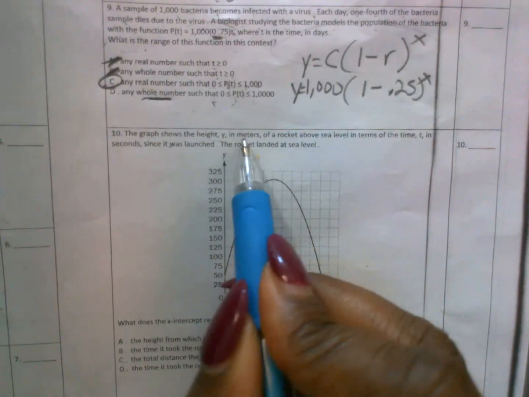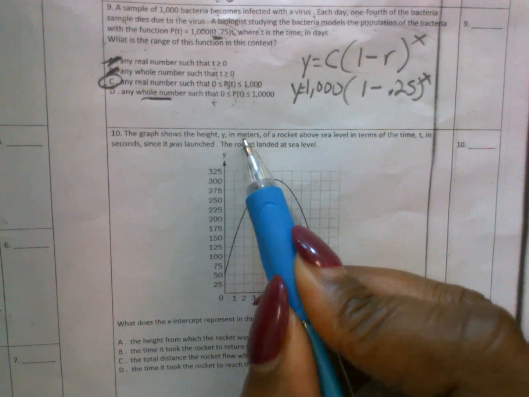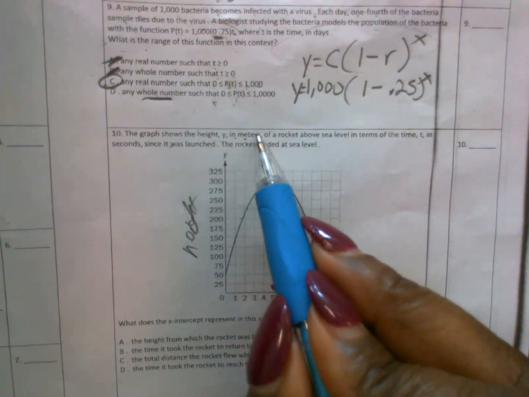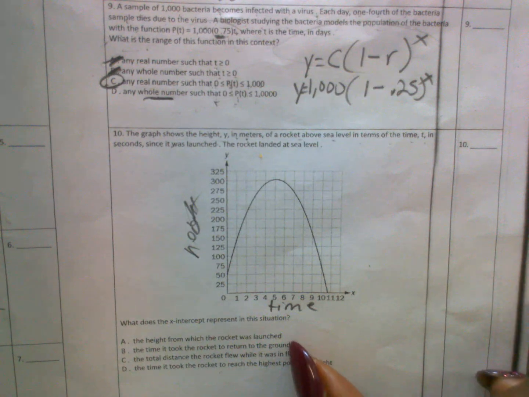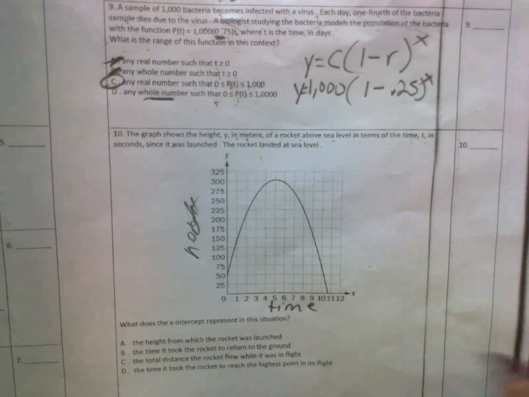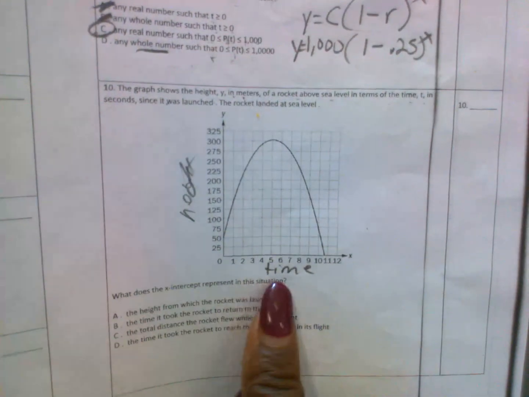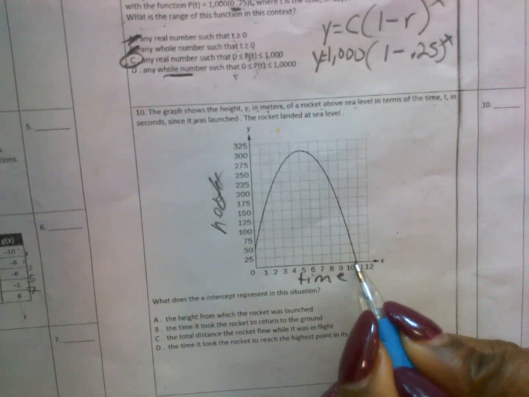Number 10, it says the graph shows the height y, in meters, of a rocket above sea level in terms of time t. This is the height along the side, and this is time on the bottom. Okay, and it landed at sea level. All right. So what does the x-intercept represent? This is where the rocket hits the ground right here.